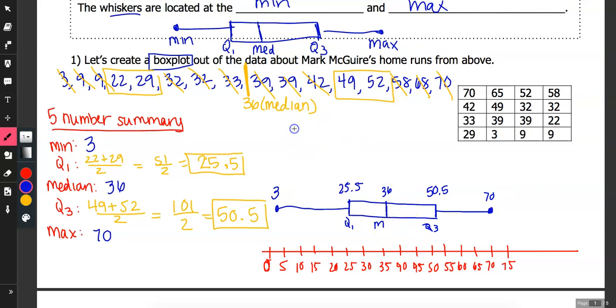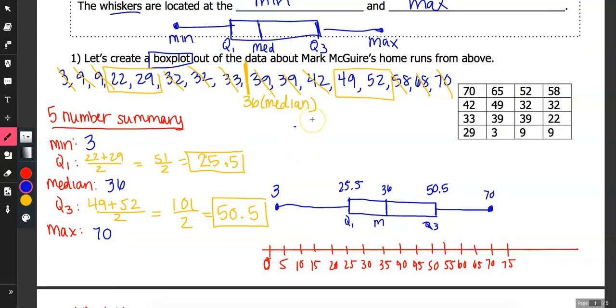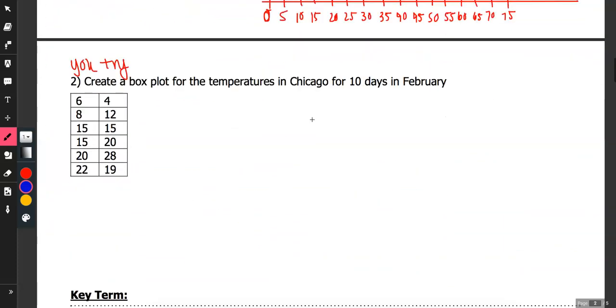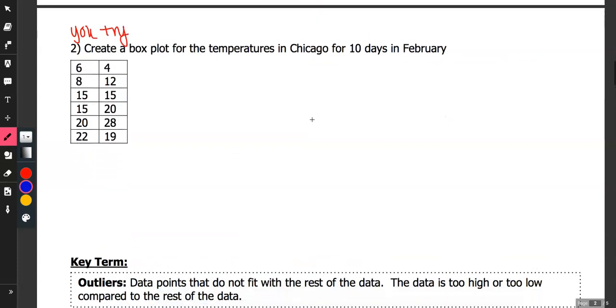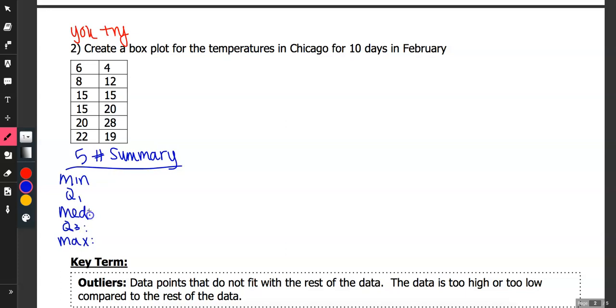So I think on the next slide, the next page, you're going to create your own. Yep. So you're going to create a box plot for the temperatures in Chicago for 10 days. So there's only 10 pieces of data. Put them in order. Find your 5-number summary. So I'll remind you here first. You need your minimum, Q1, your median, Q3, and your max. Okay, if you need to go back and look at what we just did, definitely do that, and then draw your box plot as well.